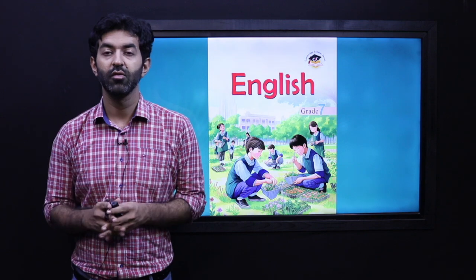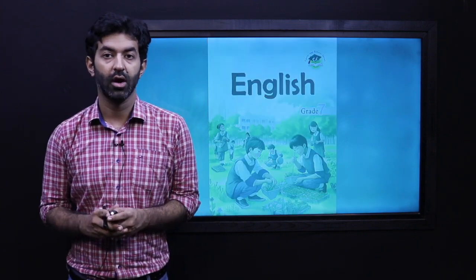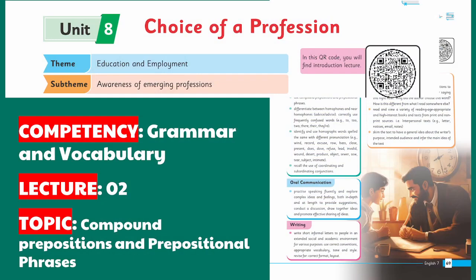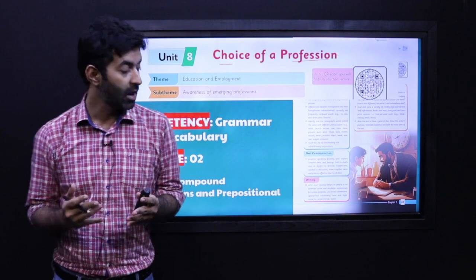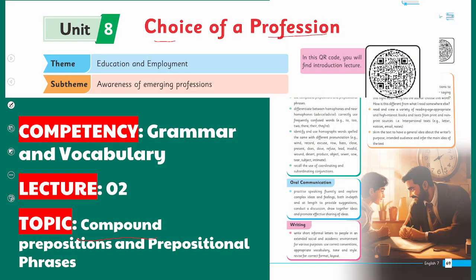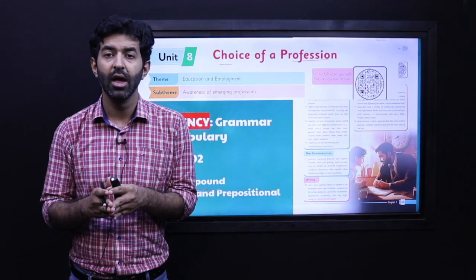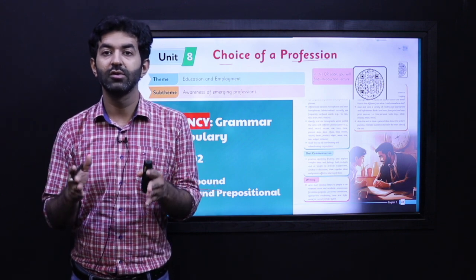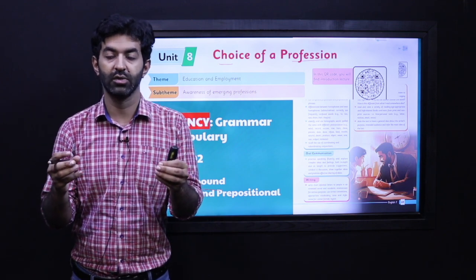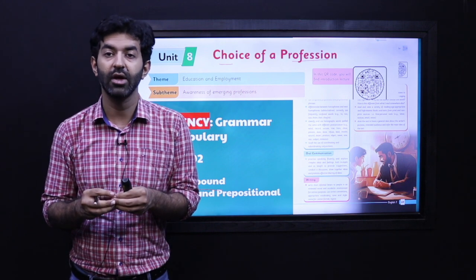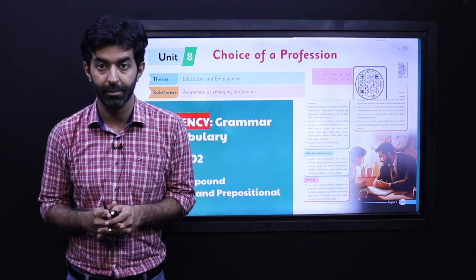Students, today we are going to cover another SLO of our unit number 8 called Choice of a Profession. We are going to talk about grammar and vocabulary. You can open your books and you can see that the topic today is about prepositions. It is linked with the previous lesson where we talked about prepositions and its types and different scenarios where we use different prepositions. Today we are going to talk about how we can use more than one preposition together and how we can use prepositional phrases as well.